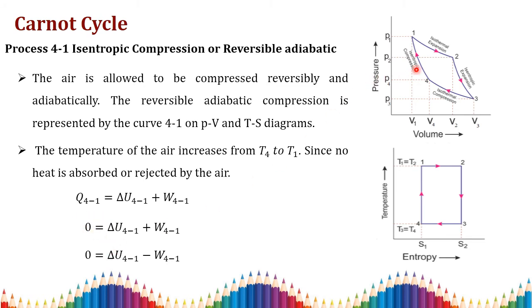You see, this is an isentropic compression. Here heat is automatically 0. Since it is an isentropic compression, we are giving some work to do the compression process, so again the work will be negative. Work done only will be negative in the case of the 4 to 1 isentropic compression process.